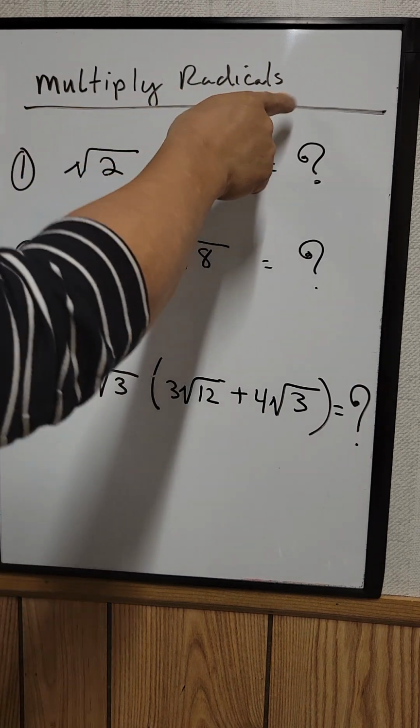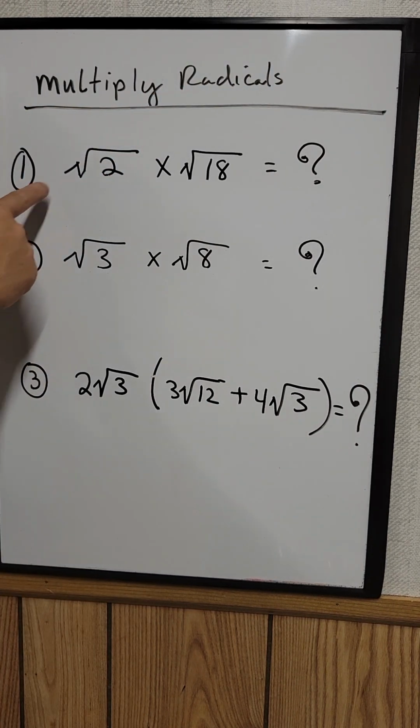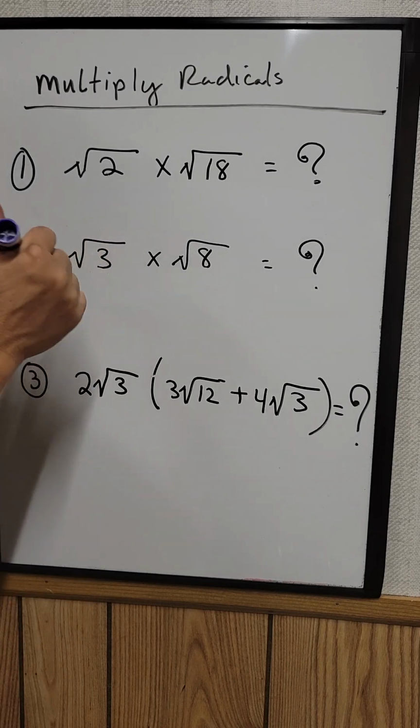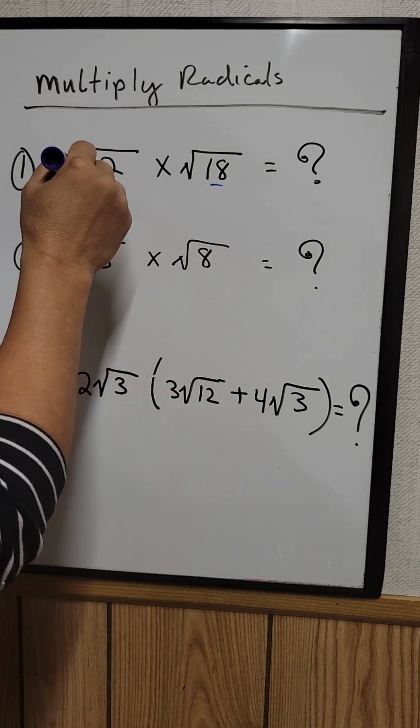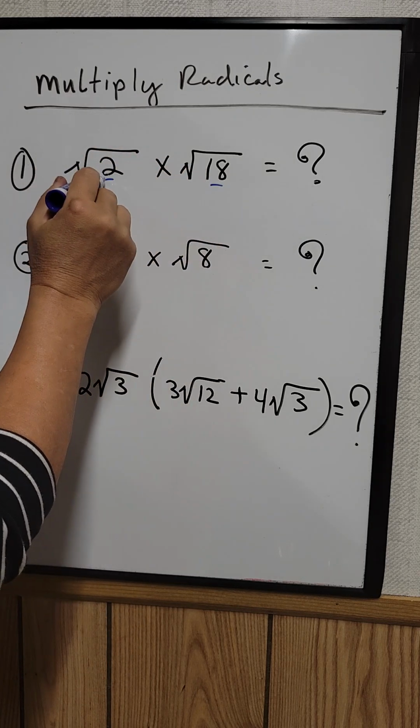How to multiply radicals. Example number 1, the square root of 2 times the square root of 18. What is that equal to? So when multiplying two radicals like this, all you need to do is just multiply the radicands. The radicand, the number inside the square root sign, they call the radicand. So you multiply these two together.